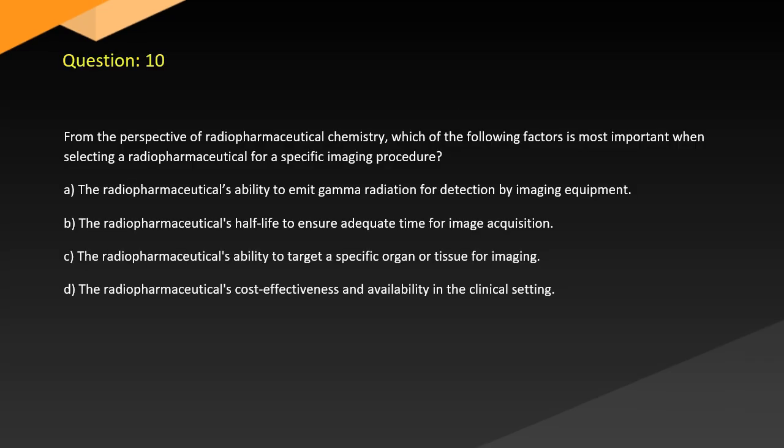Question 10. From the perspective of radiopharmaceutical chemistry, which of the following factors is most important when selecting a radiopharmaceutical for a specific imaging procedure? A. The radiopharmaceutical's ability to emit gamma radiation for detection by imaging equipment. B. The radiopharmaceutical's half-life to ensure adequate time for image acquisition. C. The radiopharmaceutical's ability to target specific organ or tissue for imaging. D. The radiopharmaceutical's cost-effectiveness and availability in the clinical setting.